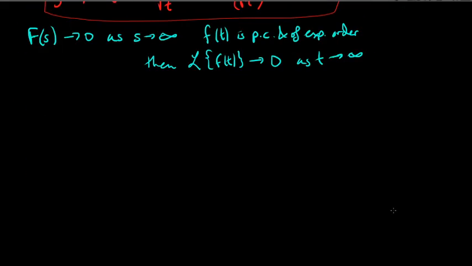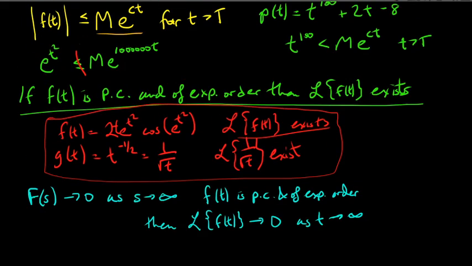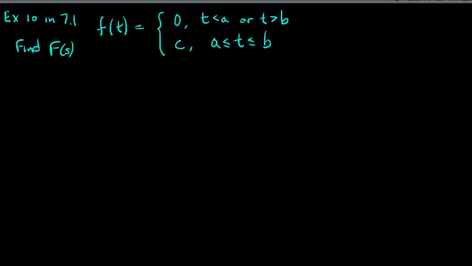So one more in this section. All right, I might not have enough space, so let me clear all this and then scroll up. Okay, so we have a function. It's this piecewise defined function, 0 for t less than a or greater than b. And it's going to be c, where c is a constant, some constant, but only when t is between a and b.